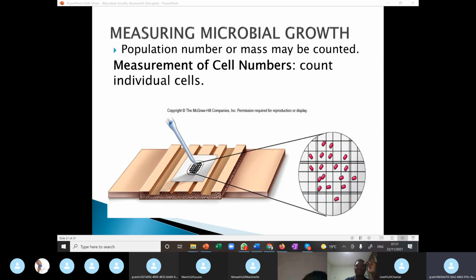We have a decline or a death phase. We have just 4 phases in the microbial growth cycle.